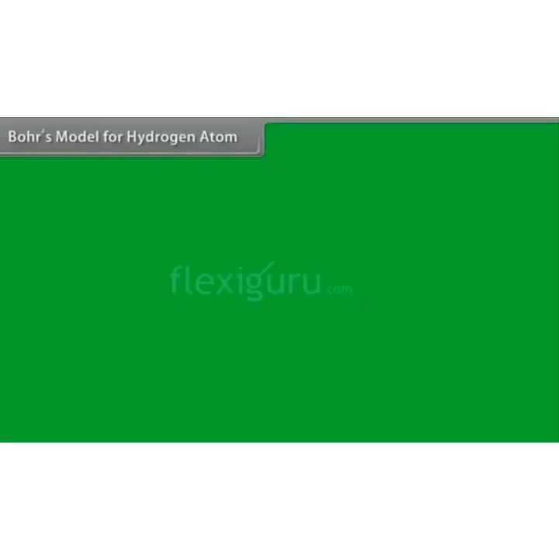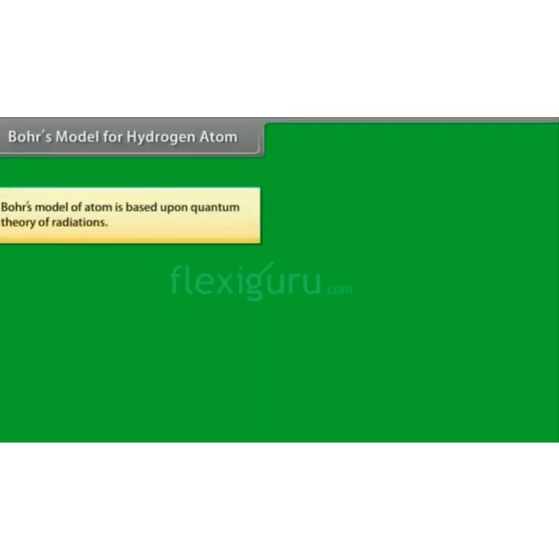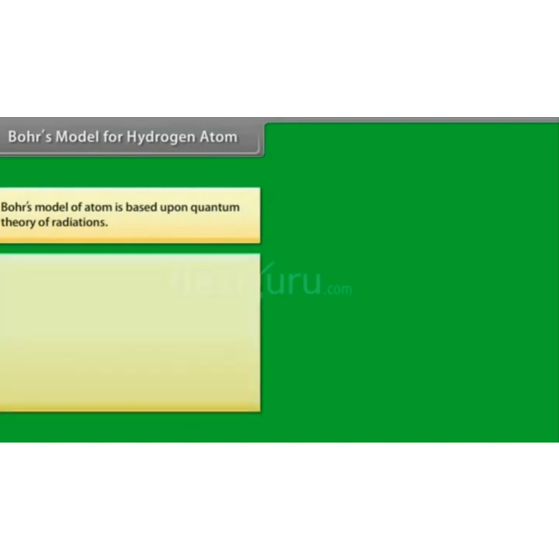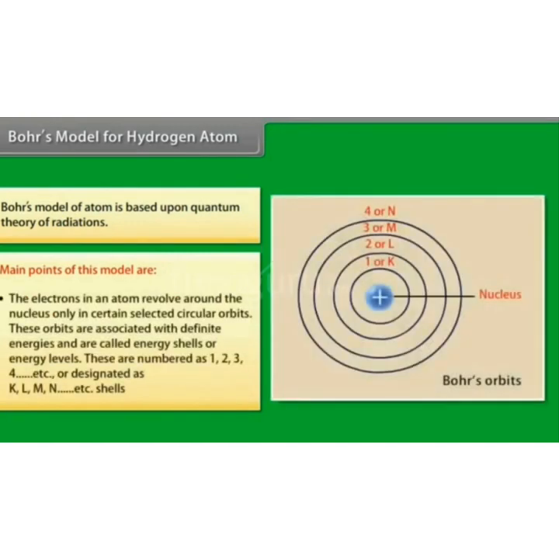Bohr's model for hydrogen atom. Bohr's model of the atom is based upon the quantum theory of radiations. Main points of this model are: the electrons in an atom revolve around the nucleus only in certain selected circular orbits. These orbits are associated with definite energies and are called energy shells or energy levels. These are numbered as 1, 2, 3, 4, etc., or designated as K, L, M, N, etc. shells.